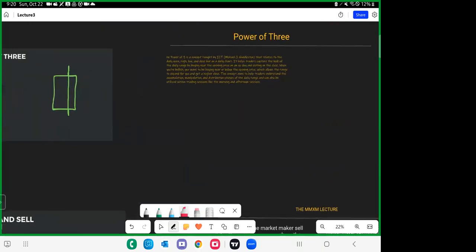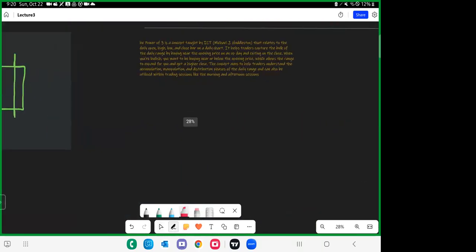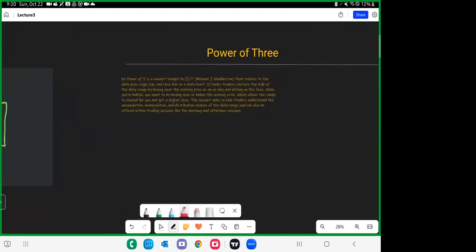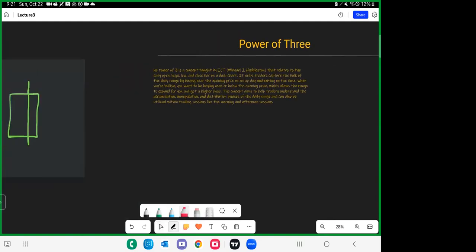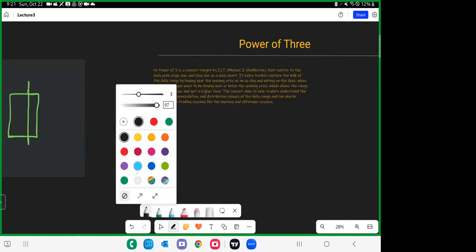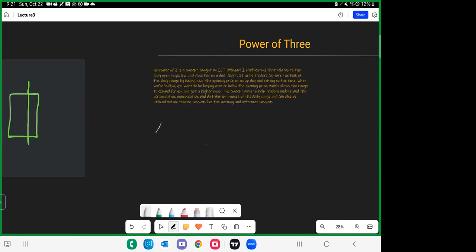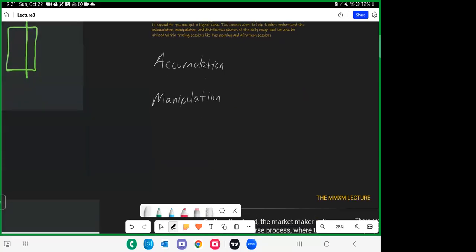All right. Now, power of three. All right, because this is important before we get into market maker models. All right. So power of three, as we all know it, is basically accumulation, manipulation, and then we have our distribution.